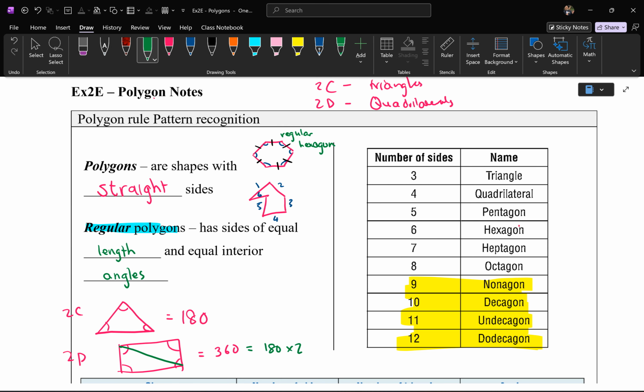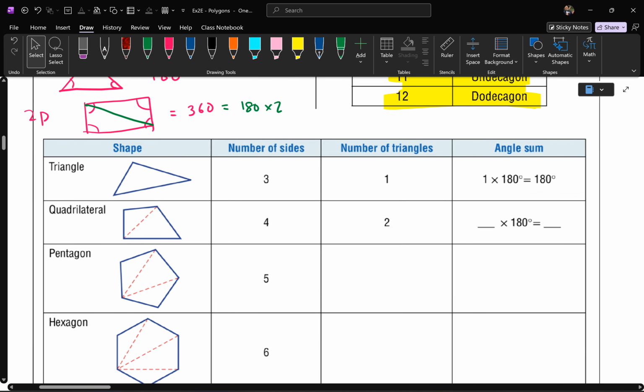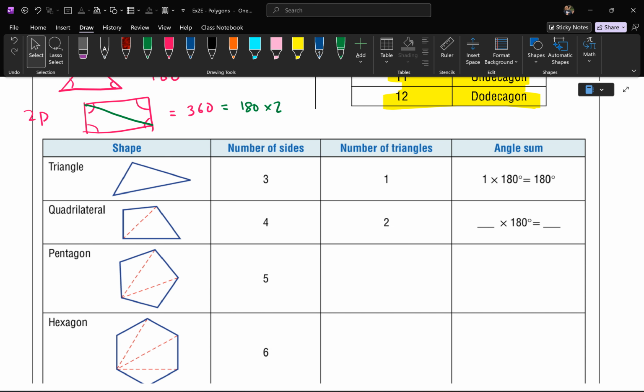Hopefully you start to see a pattern now. So on this table, I'm doing a pattern for you. See, one triangle has got 3 sides. One triangle, it's 180 degrees, so one group of one triangle. In a quadrilateral, when you do one corner to another corner, you get 2 triangles. So 4 sides gives you 2 triangles, and we can say 2 groups of 180 is 360.